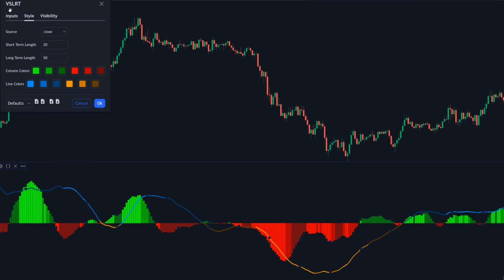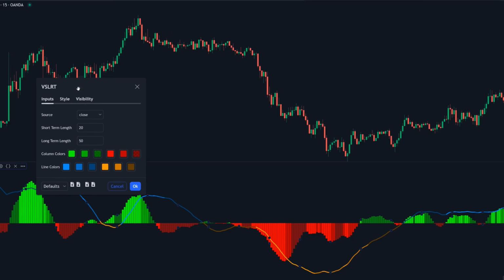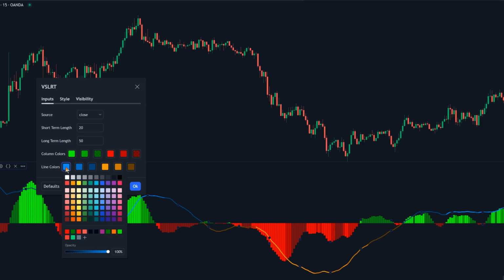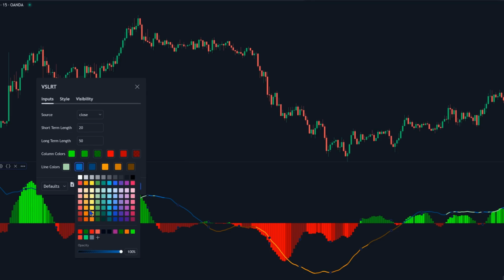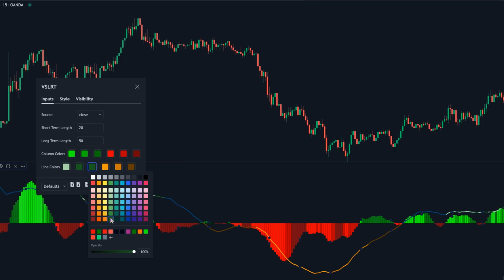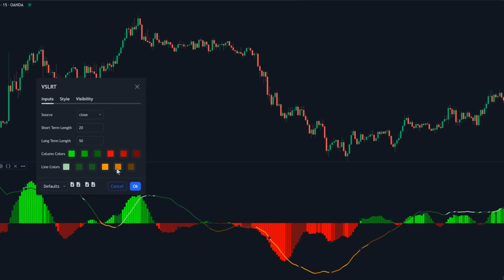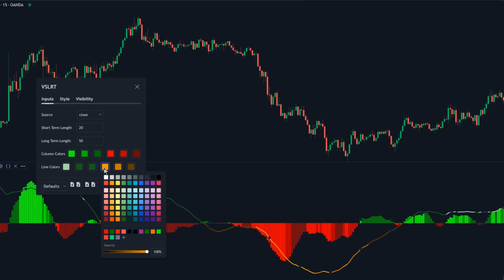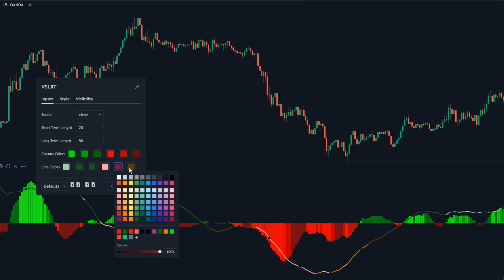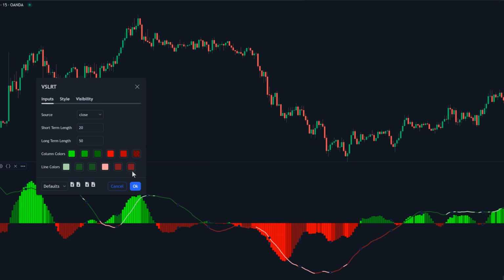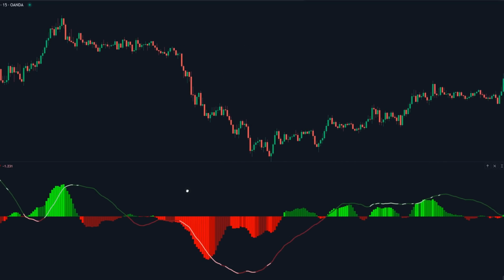Now, looking at the settings of this indicator, we can see very few customizable options. For this video, we're gonna change the line colors. We're gonna change this first shade of blue to a lighter shade of green. Then for these last two shades, we're gonna change them to this dark green. And then we're gonna do the same right here. We're gonna change the light brown color to this light red color. And then for these last two shades, we're gonna change them to this dark red. After that, click OK.